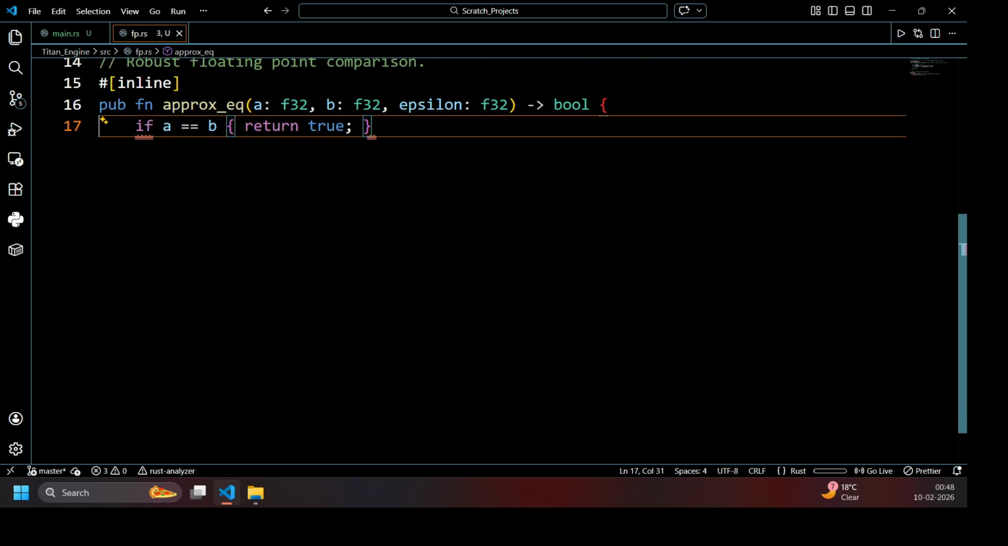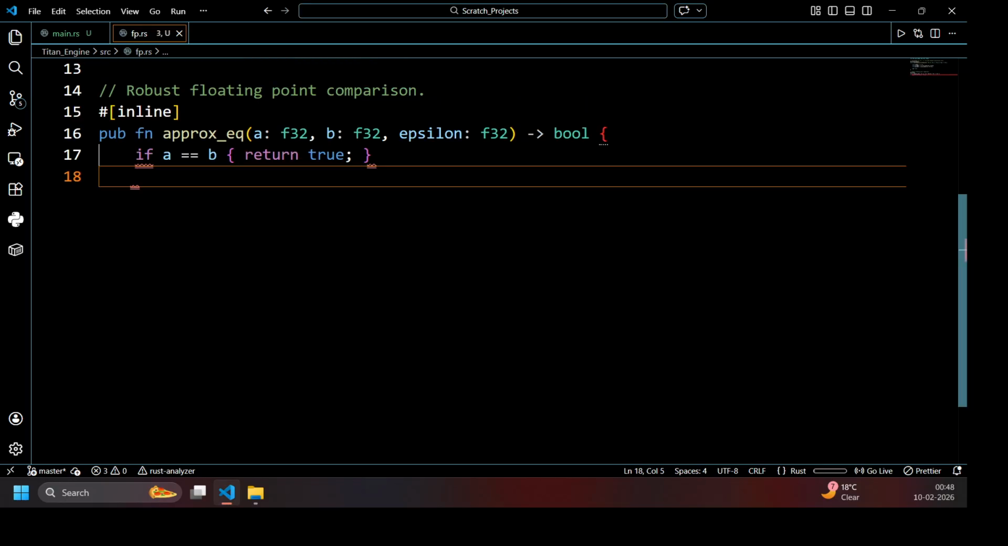Right. Now, I'm going to suggest a naive implementation again. Just stop me if I'm wrong. I would probably just write if the absolute value of a minus b is less than epsilon, return true. That is the absolute error check, and it works sometimes. Okay, when does it fail? It fails because of the way floating point numbers are distributed on the number line. It's not intuitive.